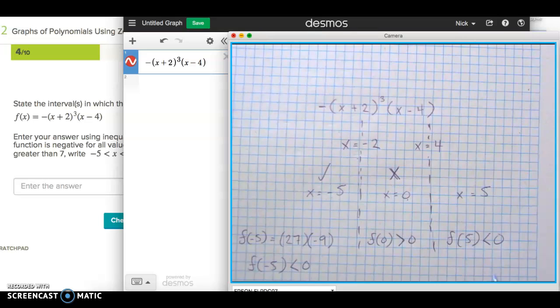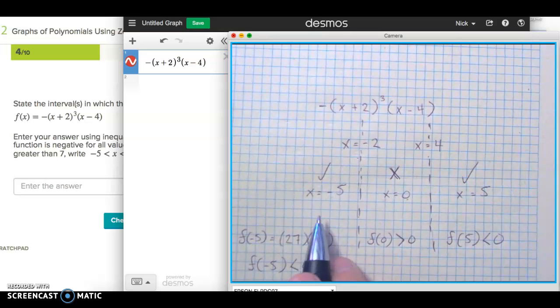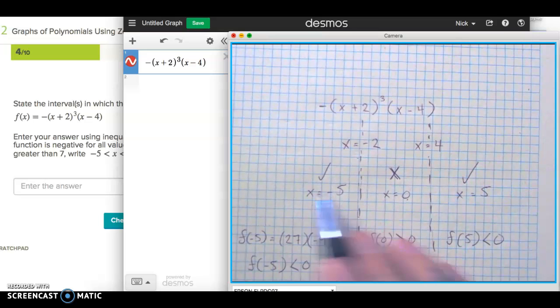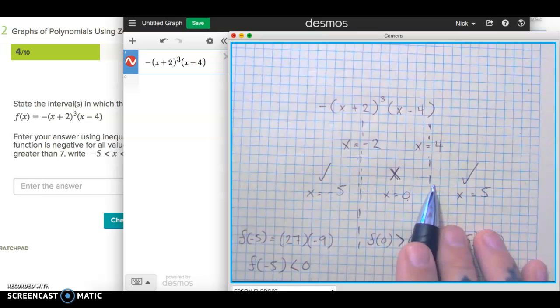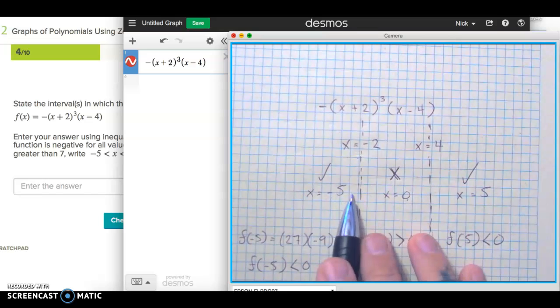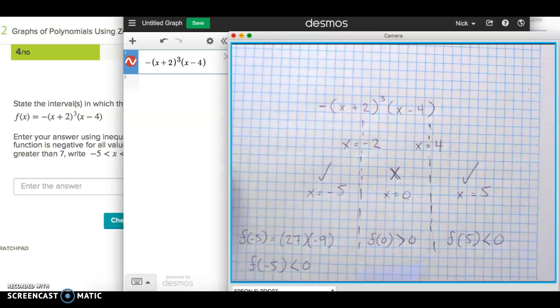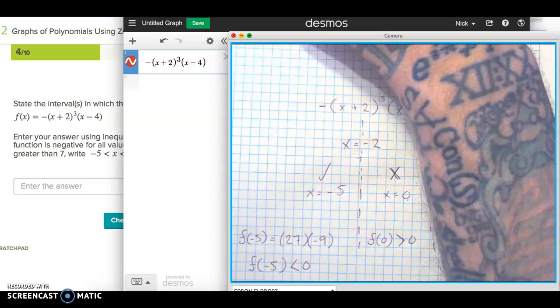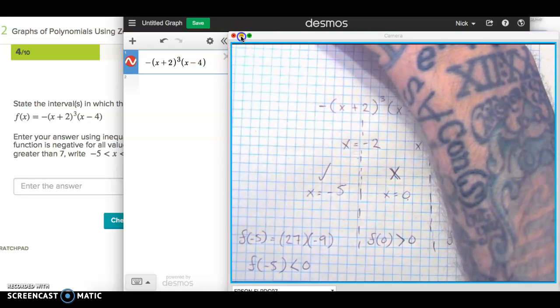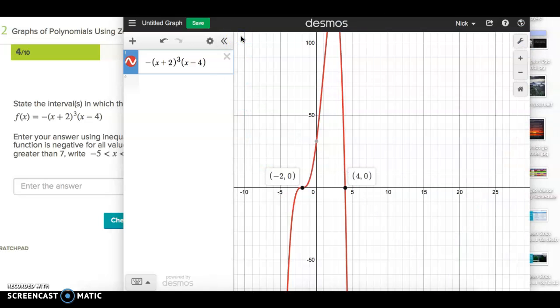So there we go. We know these are our intervals. Anything less than -2 is negative. Anything between -2 and 4 is positive. Anything greater than 4 is negative. And again, we can use our graph to verify that. But then there's your answer.